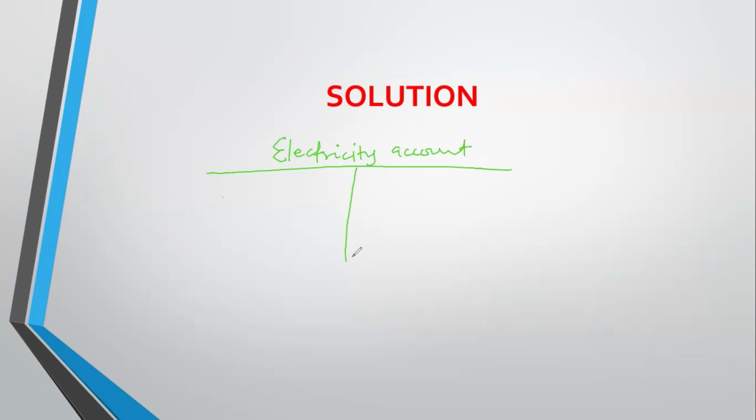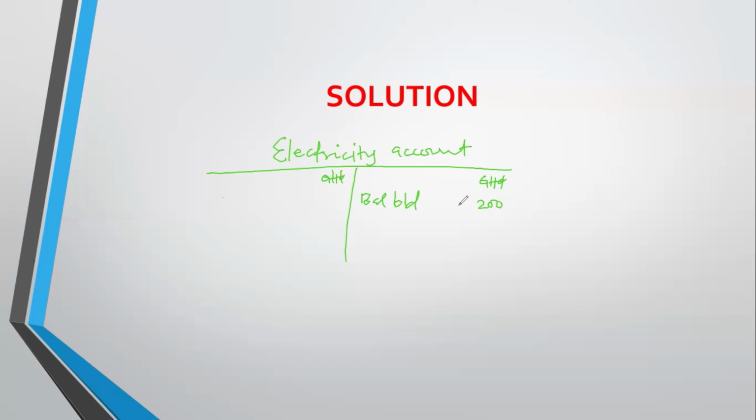Ask yourself, electricity owing is what? Electricity owing is a liability. And all liabilities have what? A credit balance. So it means the opening balance will be on the credit side. So balance brought down is 200 Ghana cedis. And the next one is that the electricity chargeable per year is 1,000 Ghana cedis.